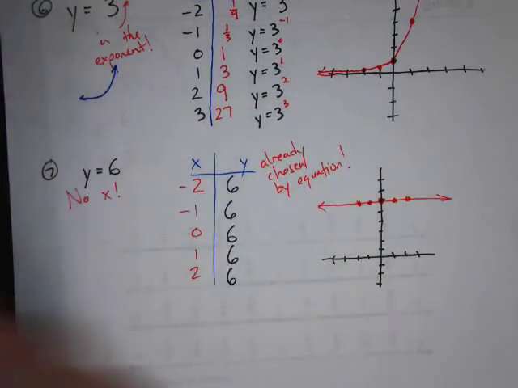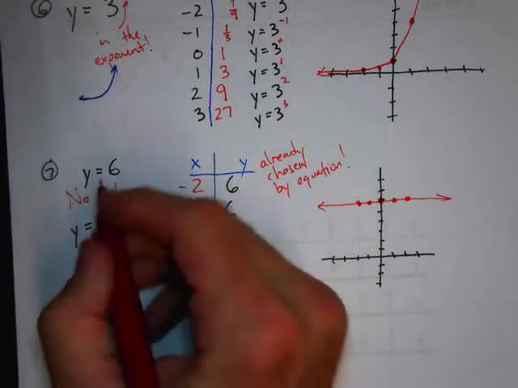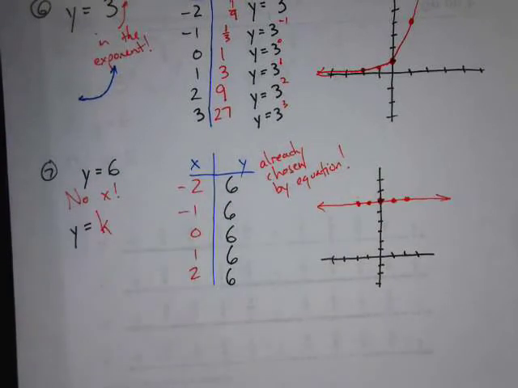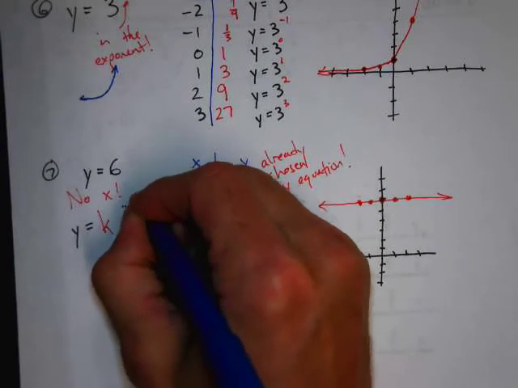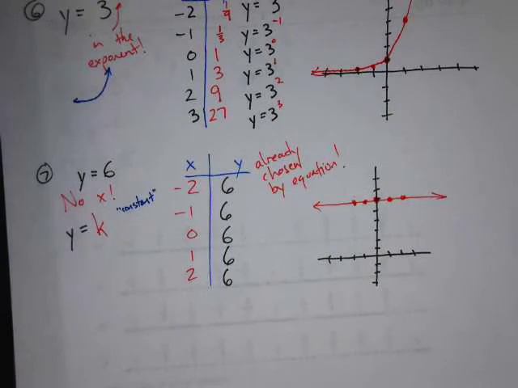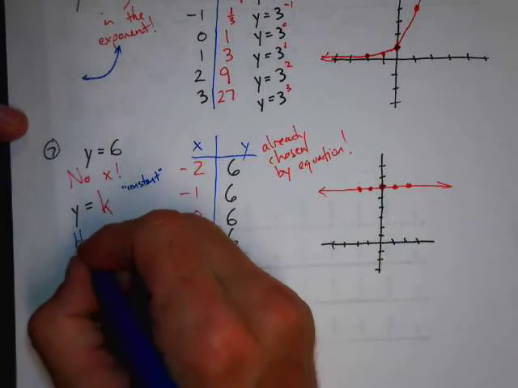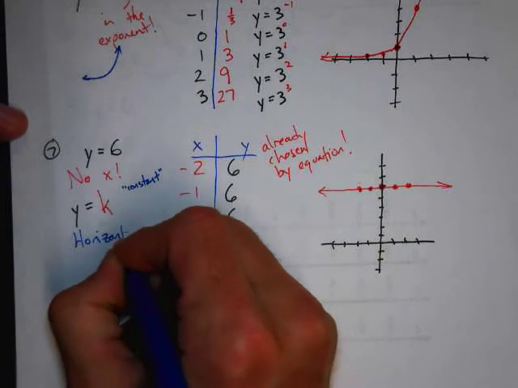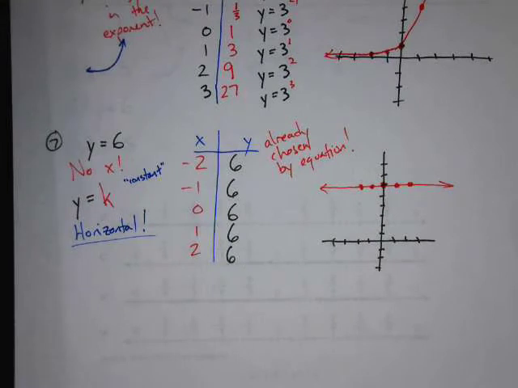And it doesn't matter about the number 6. I can call it y equals any constant number, and we call that k. K stands for constant. So no matter what, we have a constant number and there's no x. That is a horizontal line. And that is a great note. So if we have y equals 6, it's going to be a horizontal line.